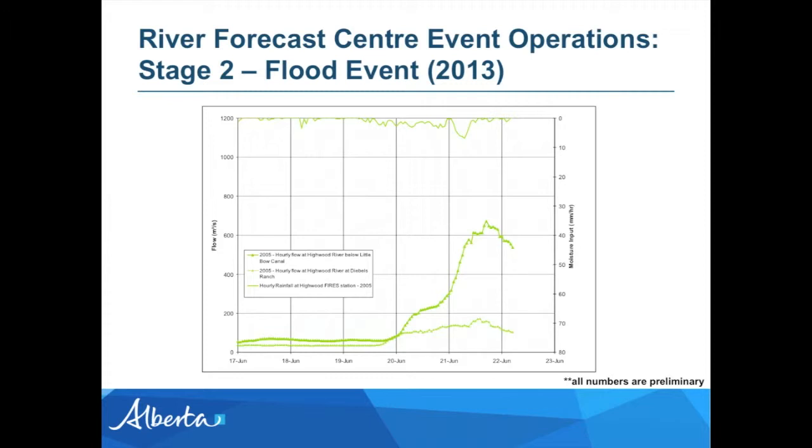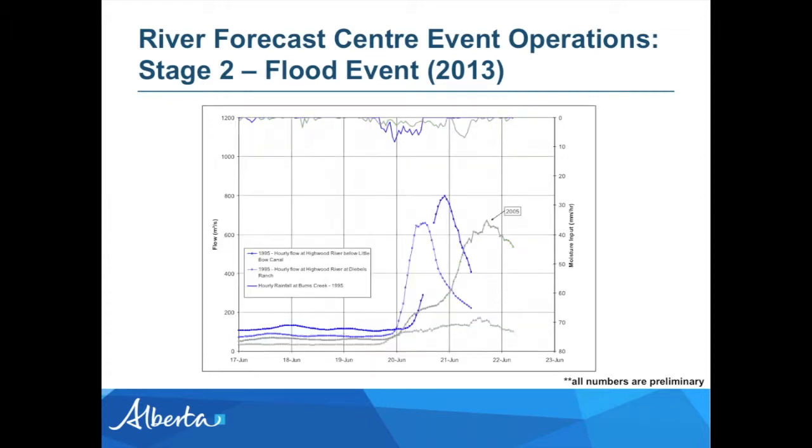Very long duration event. This is your 95 event, so higher snowpack than last year, more snow-covered area, similar initial antecedent conditions. But again, it was a higher intensity event. You are getting the peakiness at the upper portion of the basin. This is Deebles Ranch here, and this is High River. The time to rise is 8 to 9 hours. The travel time is 8 to 9 hours from Deebles Ranch to High River in that case.